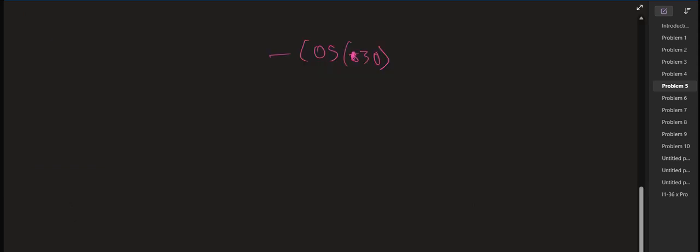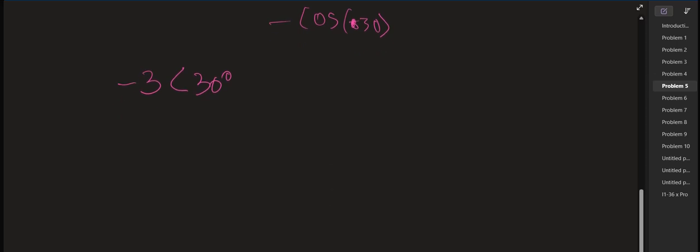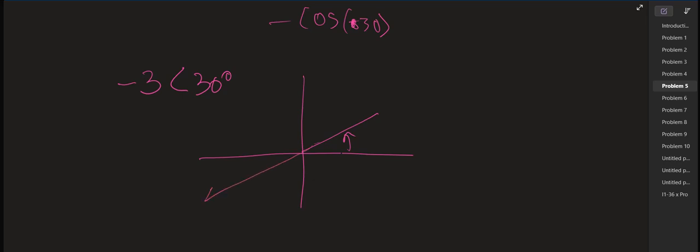Negative angle. So let's say I had negative 3 angle 30 degrees. What you want to think about with that is that it's 30 degrees, but in the opposite direction from that. So it's 3 in this direction. And so we would want to go around this way and get negative 150 degrees. So that would be 3 angle negative 150.